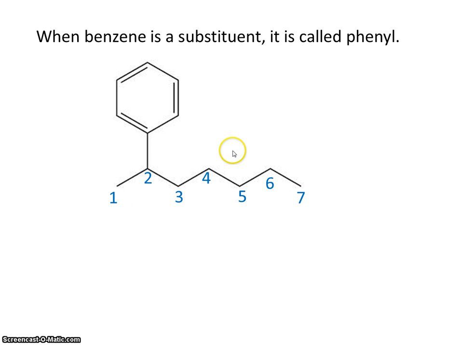So something with 7 carbons, that's called heptane. And we have a benzene group located on the second carbon. But remember, when benzene is a substituent, it's called phenyl. So it's 2-phenylheptane. Should be written like this. Heptane, because the parent chain has 7 carbons, and 2-phenyl, because the phenyl, or benzene, is located on the second carbon. So 2-phenylheptane.